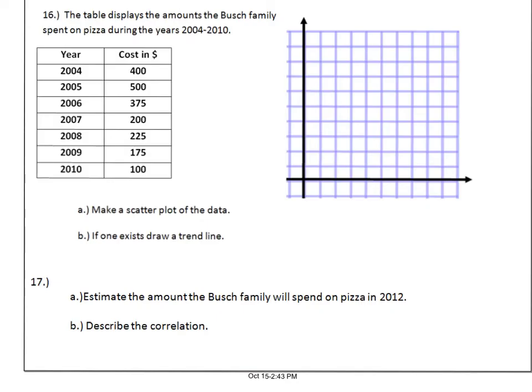Now here, this is the short answer part. I give you some values here. It says the table displays the amount the Bush family, that's Mrs. Bush across the hall, spent on pizza during 2004 through 2010. So they're buying a lot of pizza because check out these costs. I've got 400, 500, 375, 200, 225, 175, 100. It appears to me that their prices are going down, which is good. But what I need to do is graph this information.